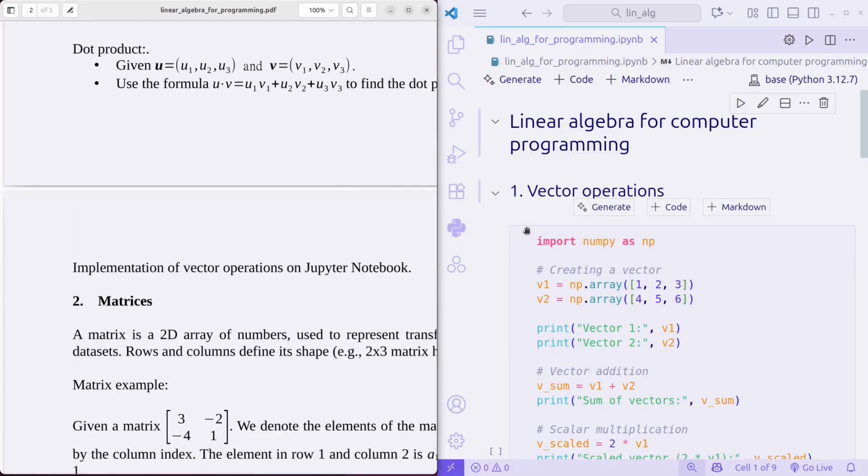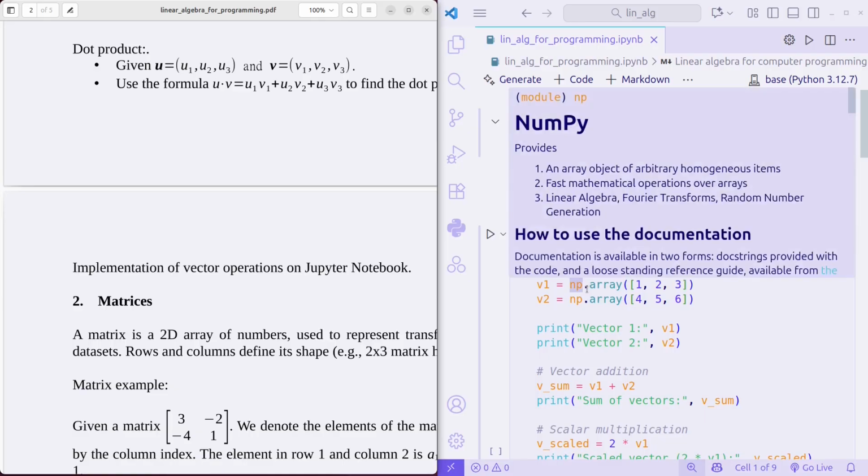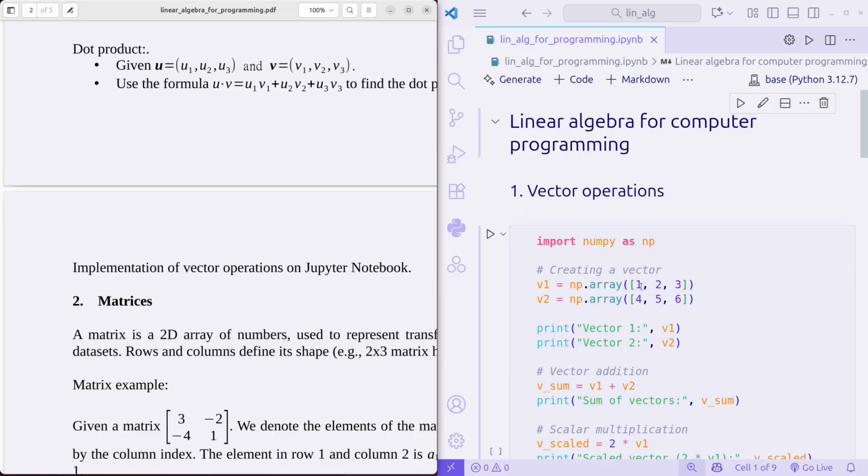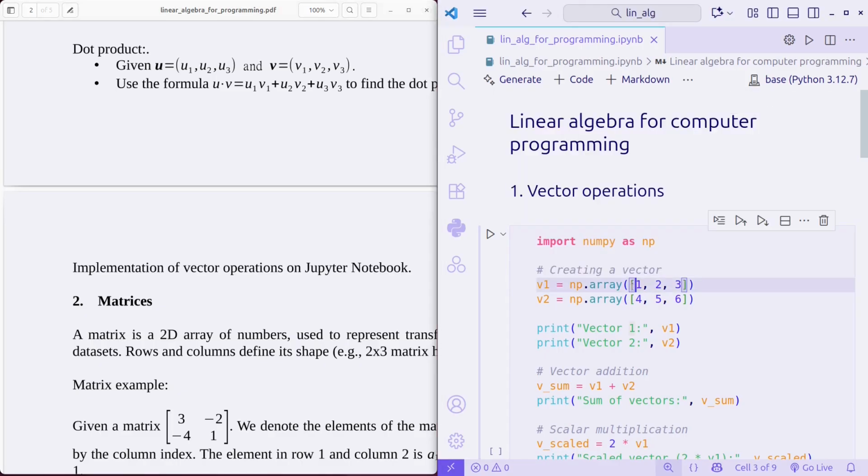So here, we can do some vector operations. The first thing to do is to import the NumPy library as np. And then in the NumPy module, I can just use the array function to produce a vector by using np.array, and then I need to include the components in a pair of square brackets. Okay, and then I'm able to show the vector that I created.